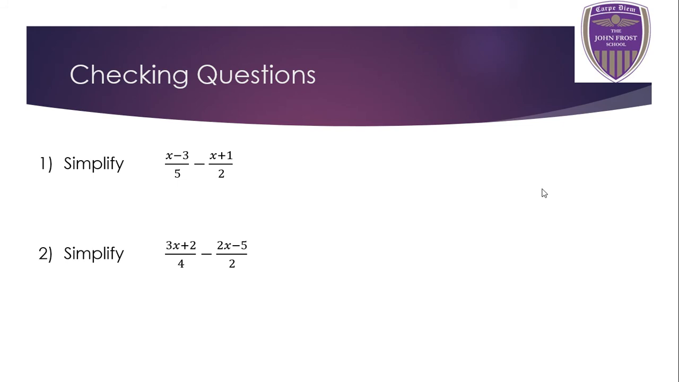Okay, welcome back. The checking questions are a bit more complicated because we're subtracting them this time. So I'll have to keep flicking back and forth a minute. Write the first one down. Number 1 was x minus 3 over 5 minus x plus 1 over 2. So common denominator, obviously 10 for this one. I think this will be 2x minus 6 here because the multiplier is 2. And this is going to be 5x add 5 because the multiplier here is 5.